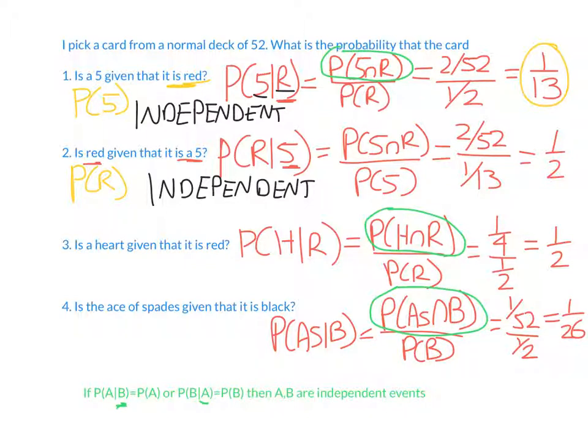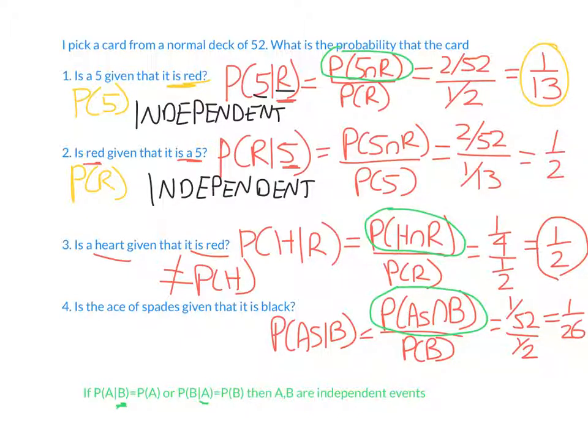So this wasn't the case for 3 and 4. The probability of picking a heart is a quarter. The probability of picking a heart, given that I know it's red, is a half. I mean, this makes sense. If I tell you the card is red, it has more chance of being a heart than if it's just a random card, if I don't tell you whether it's red or black. So in this case, the probability of hearts given red does not equal the probability that the card is a heart. So these are not independent.